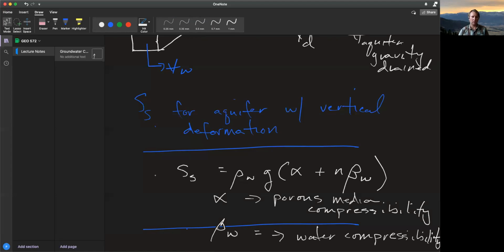All right, this was a rapid fire, quick review of porous media properties. It assumes that you've had some groundwater course before, and was designed to get you to start thinking about and remember how porous media properties work.